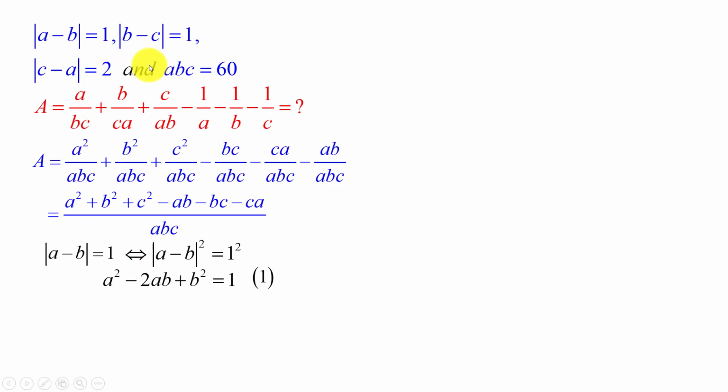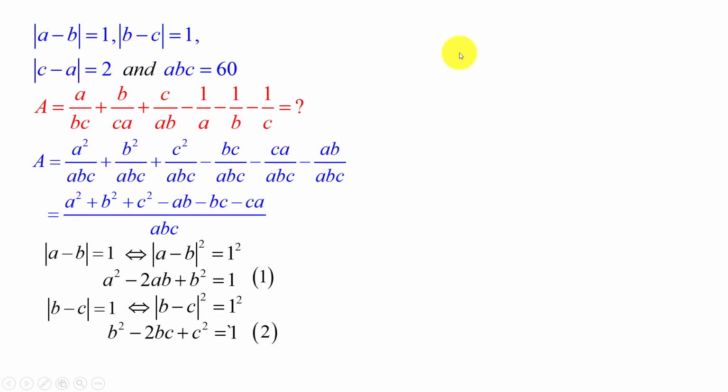And this I copy down, so we get the absolute value of b minus c equal to 1. I raise both sides of this equation to the square, so we get the absolute value of b minus c squared equals 1 squared. And we use the rule, so we get b squared minus 2bc plus c squared equals 1 squared, which is 1. Let this be the second equation.